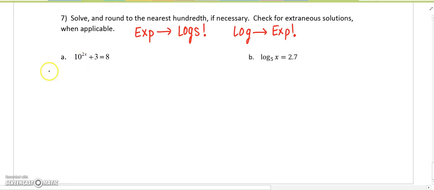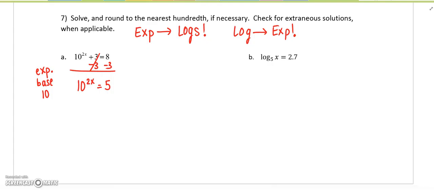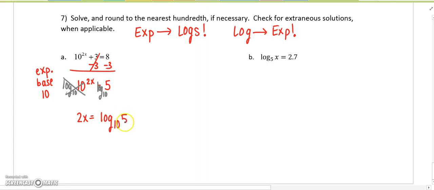This right here is an exponential with a base 10. Alright? So I'm going to get my base alone, and that means get rid of this 3 first. No one likes those extra numbers on the end. Alright, but once your base is alone, we use a log to get rid of it. And that means a log with the same base, so that it cancels out. Okay, so now I'm just left with 2x over here, and I have a log base 10 of 5.